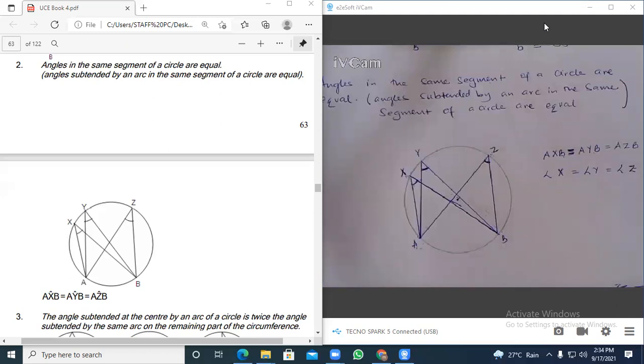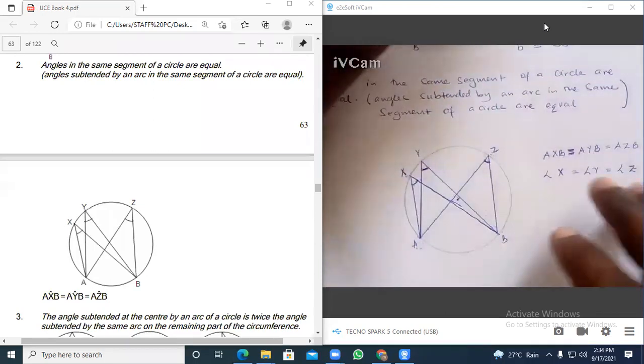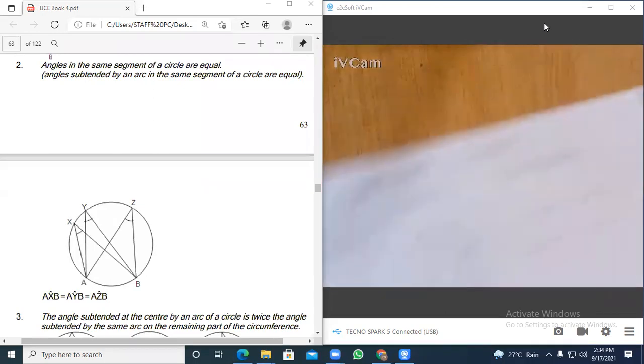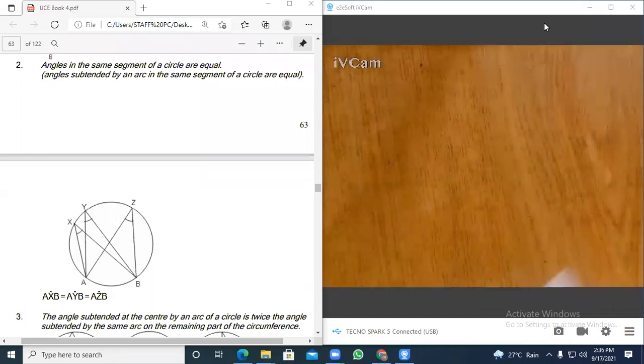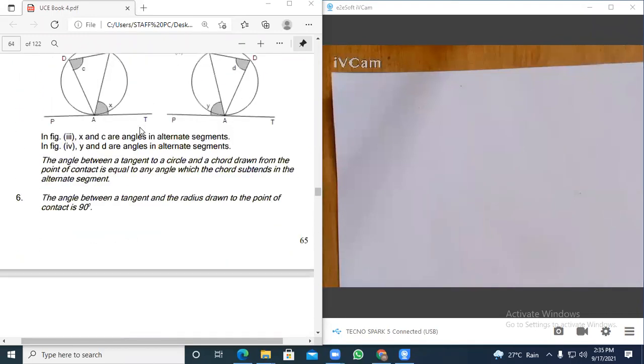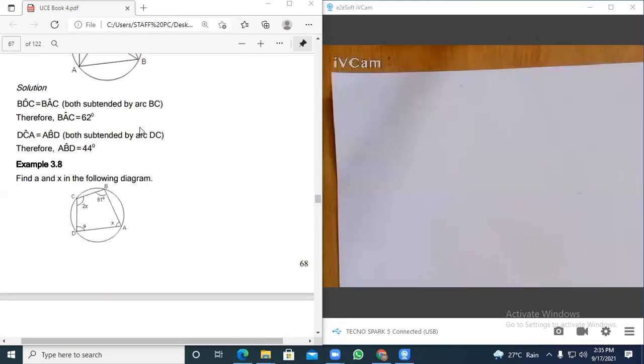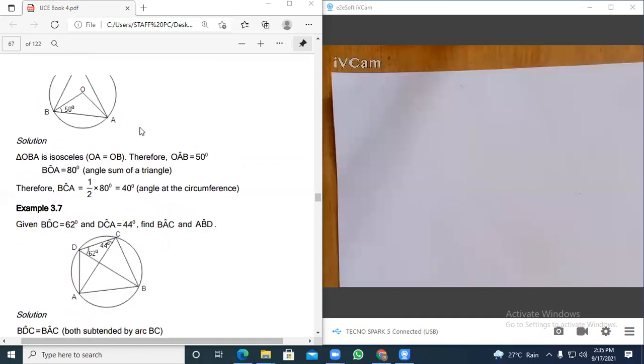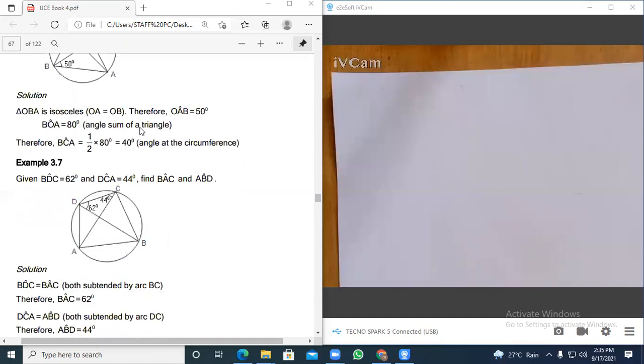Now, which example can we use there? Let's see which example we are going to use. Let us look at example 3.7. Do you see 3.7? Are you seeing it here?